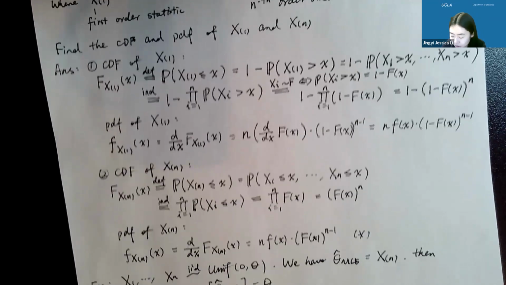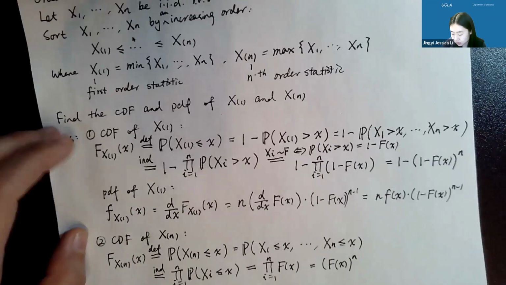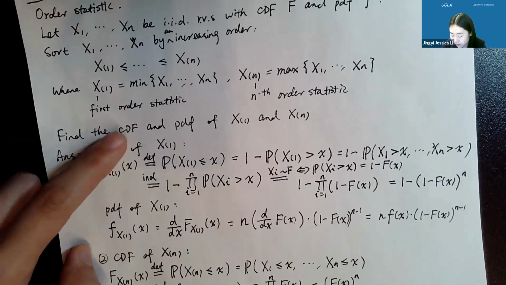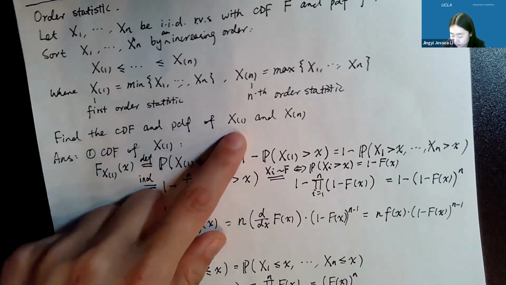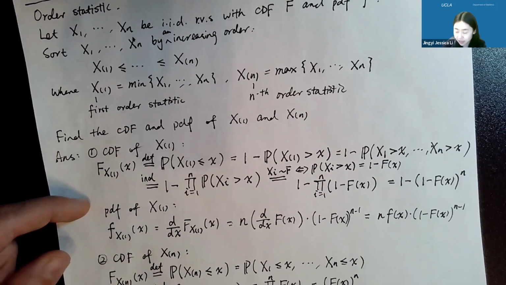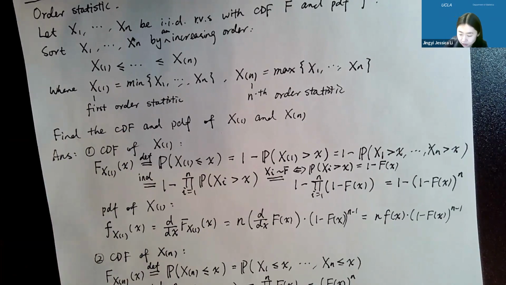I think the focus here is to understand that we can derive the CDF of a random variable based on the definition, and then given the CDF, we can derive the PDF.